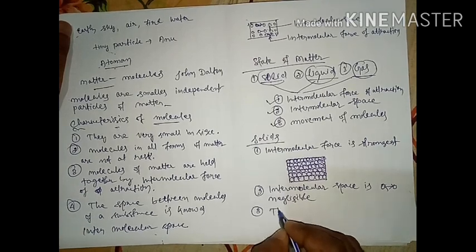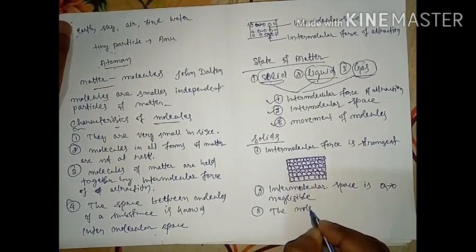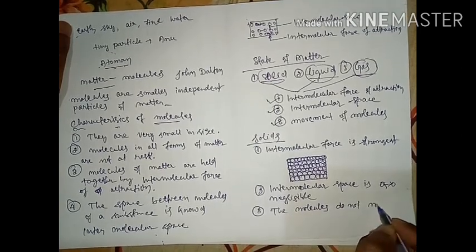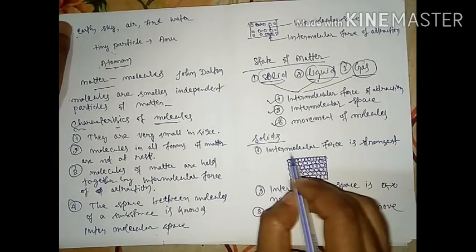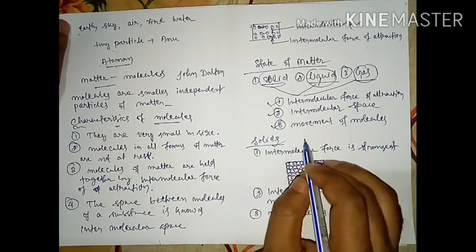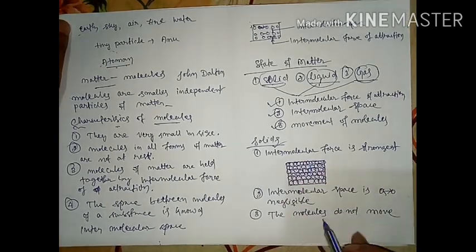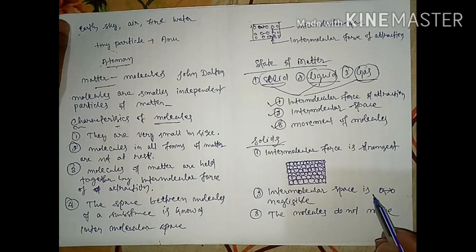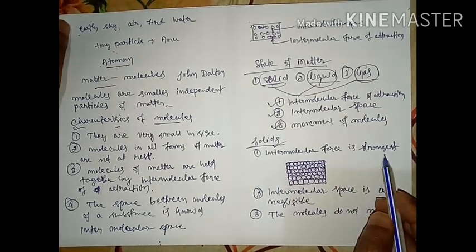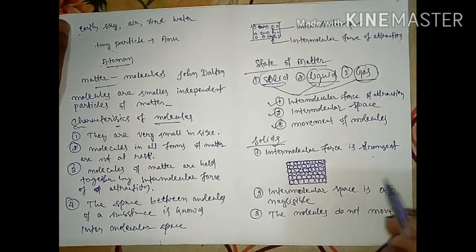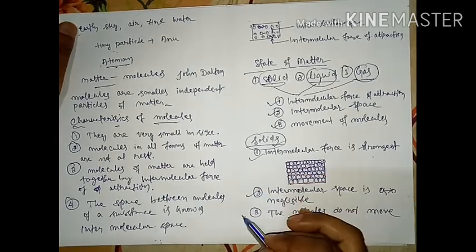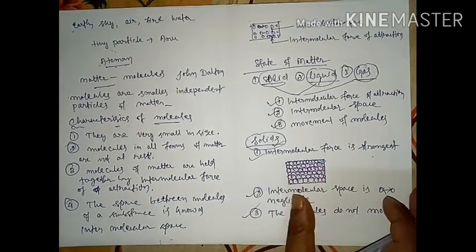So in the solid state, molecules do not move, intermolecular space is negligible, and intermolecular force of attraction is strongest. This is everything about solid. If these things are there, then we can say it is a solid matter.